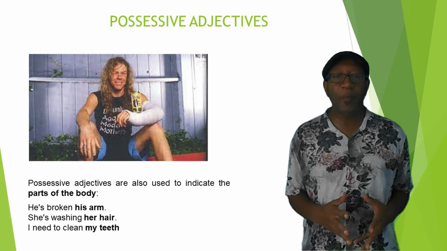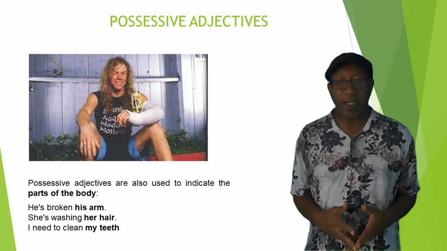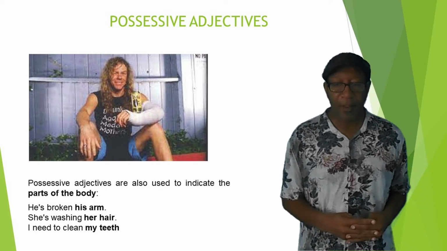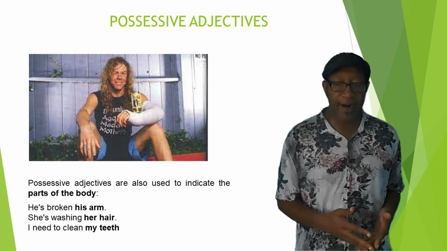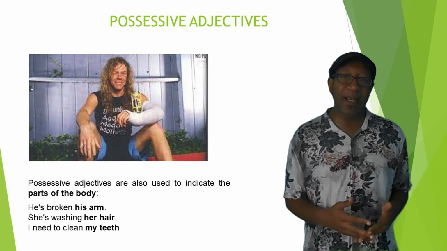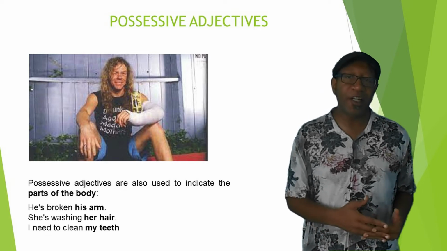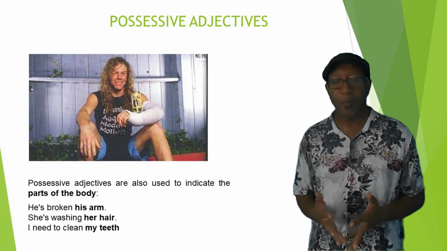Let's talk a little bit more about possessive adjectives. Possessive adjectives are also used to indicate parts of the body. He's broken his arm. She's washing her hair. I need to clean my teeth. In these examples you see that the adjective is referring to a part of the body of a person.